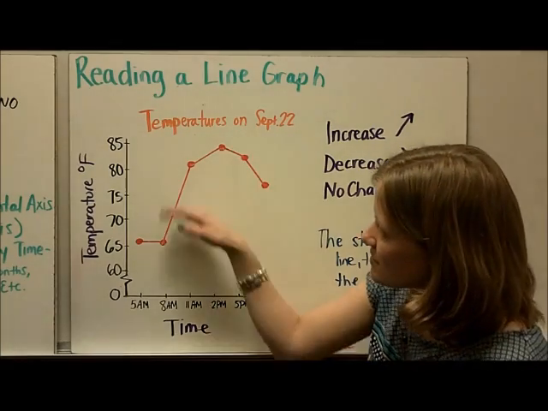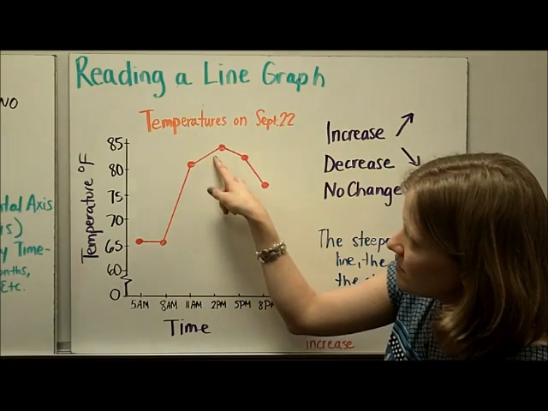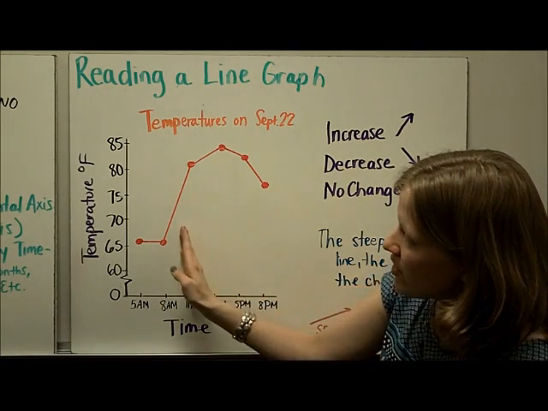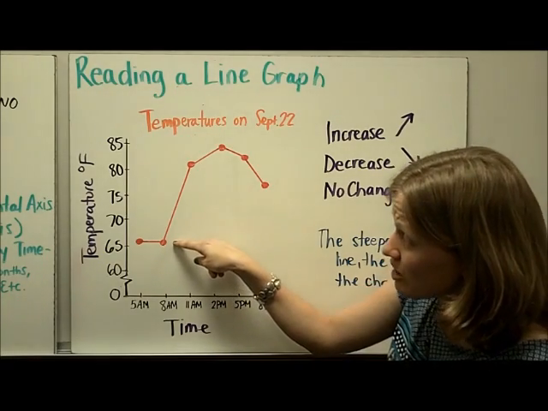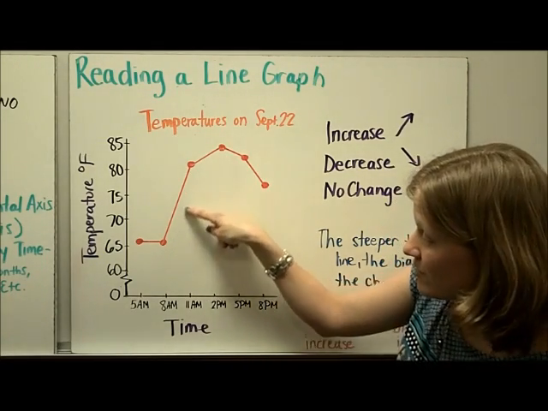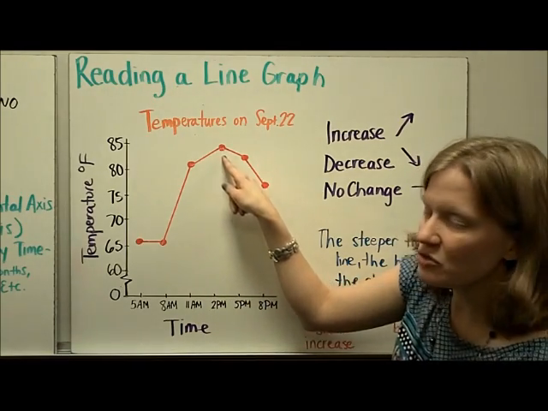So looking at this graph, we can see here if we compare these two increases, this increase to this increase, this part of the line is much steeper than this one. So the temperature jumped or had a big increase right here between 8 and 11, a bigger increase than it did between 11 and 2.